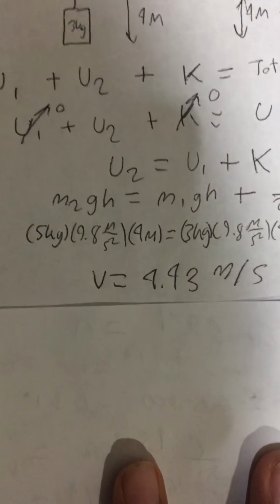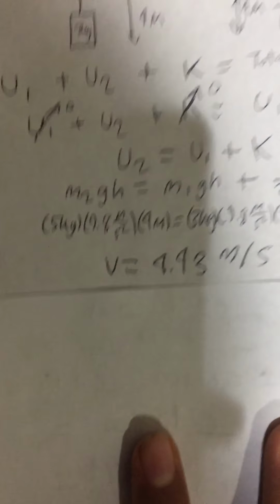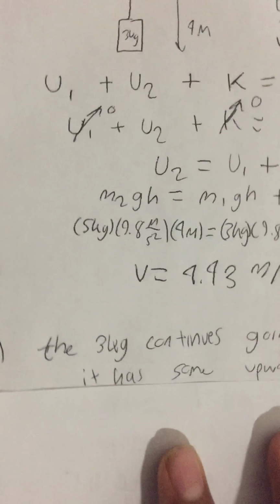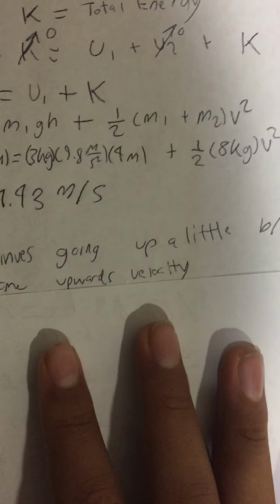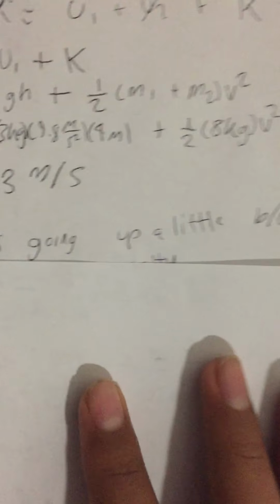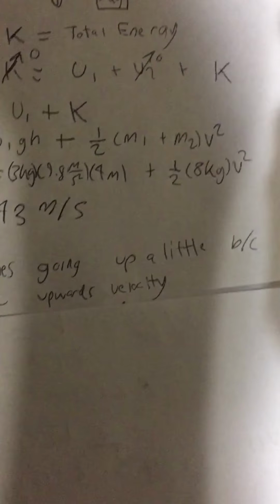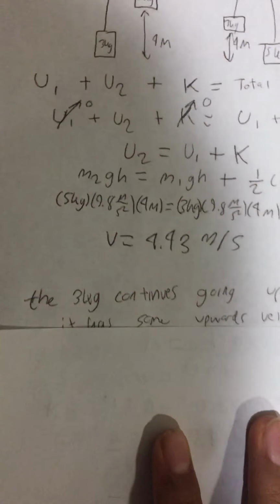Now next for B, it wants us to find the maximum height that this first object, the 3 kilogram one, goes. So we know that the 3 kilogram object is going to continue going up for some amount of time, because it has a velocity of 4.43 meters per second when the second object hits the ground. And it's going to fly up a little bit before falling back down. So we need to find that.